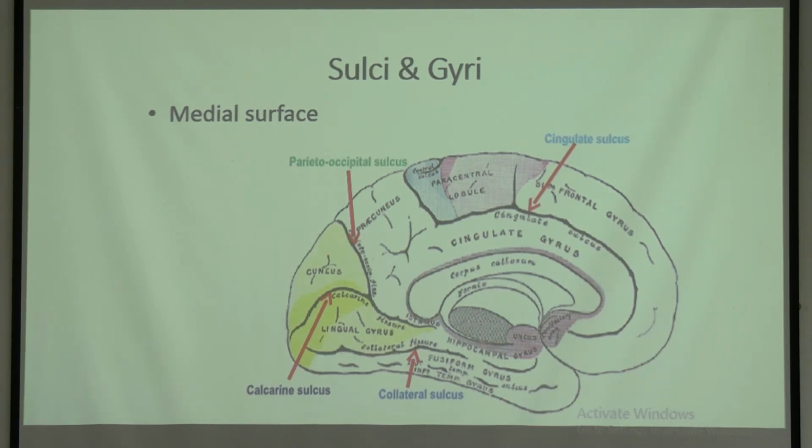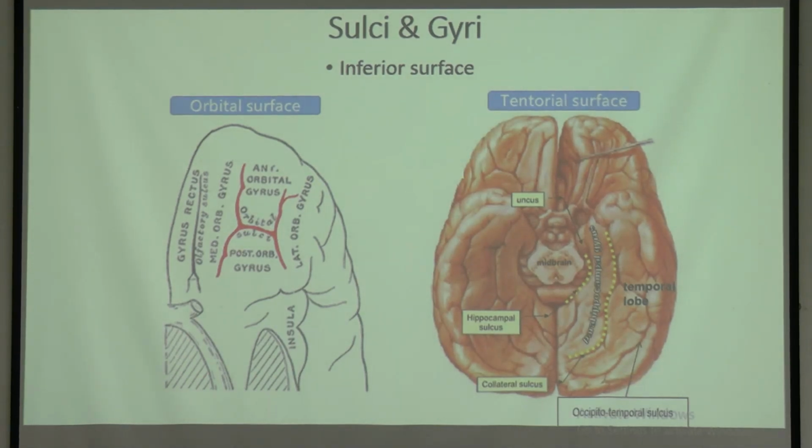Similarly, if you go to the undersurface of the brain, we call it the orbital surface and tentorial surface. If you can identify any sulci, it is good. If you cannot, just let go. But I am mentioning two of them that you can memorize if you like. In this orbital region, we have an H-shaped sulcus, which we call the orbital sulcus. If you remember, it's fine. If you don't, no bother.